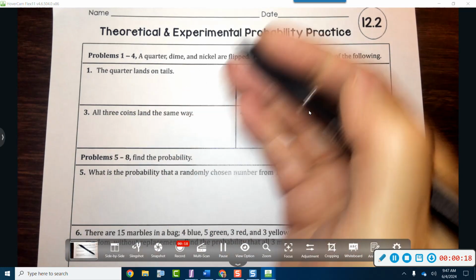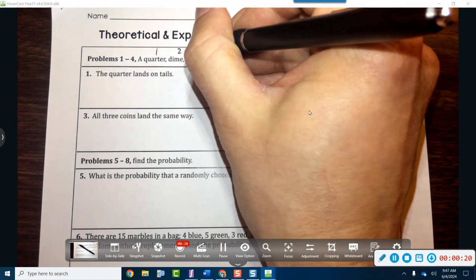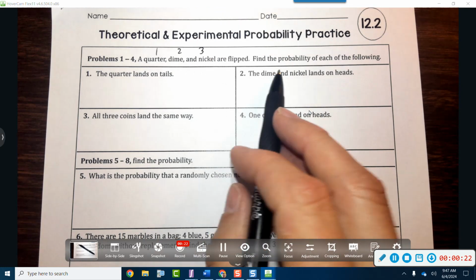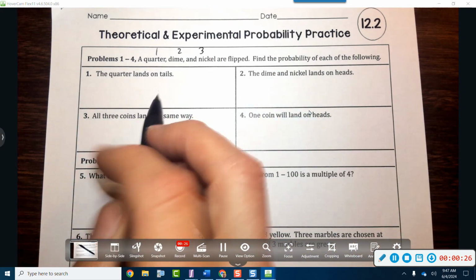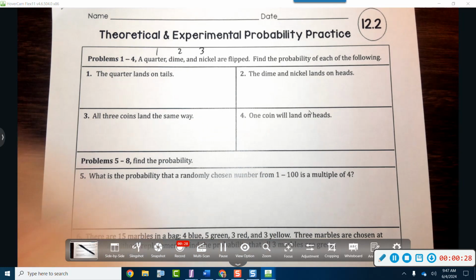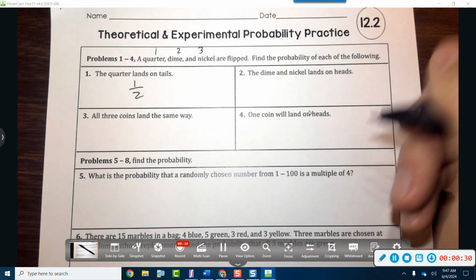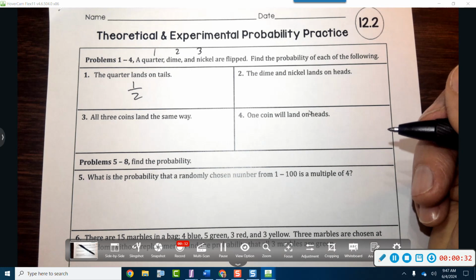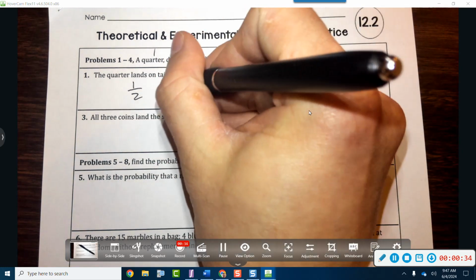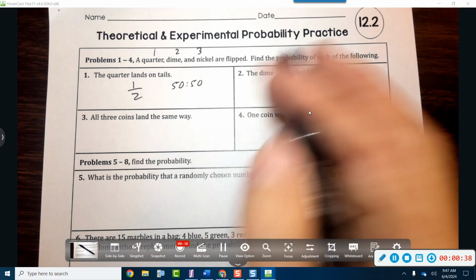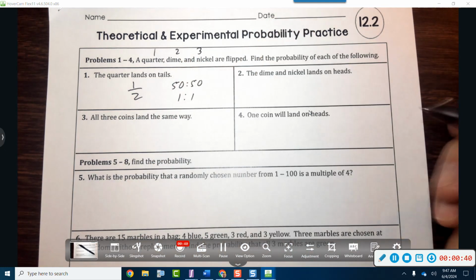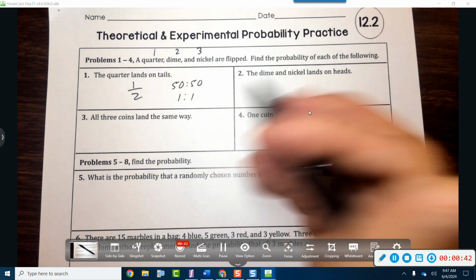Quarter, dime, and a nickel. All right, we've got 3 coins here. We're going to find the probability that the quarter lands on tails. Well, that's just a 50-50 shot, right? When we say 50-50, those are the odds: 50% you win, 50% you lose, or you could just say 1-to-1. That's basically saying equal odds.